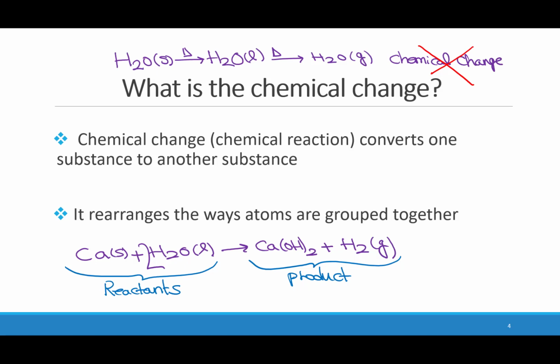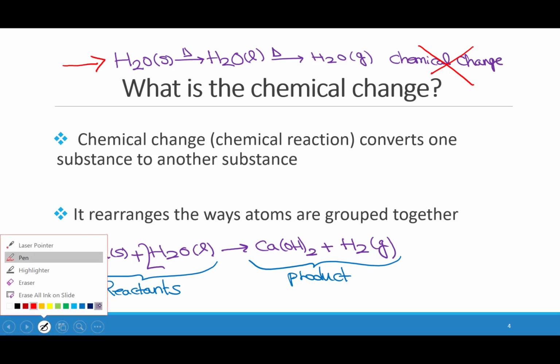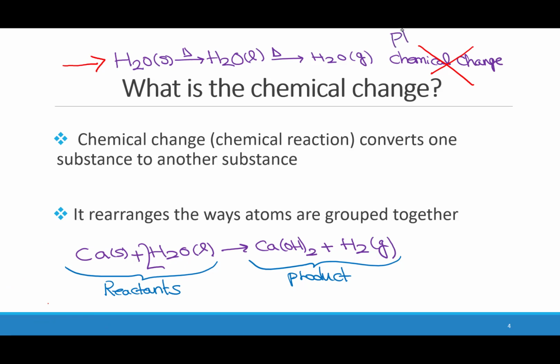However, when we have only a change in state, like in this particular example right here, where we're going from solid water to liquid water and then to gaseous water, this is not a chemical change, it's a physical change. Let me write it down. Okay, that's a physical change.